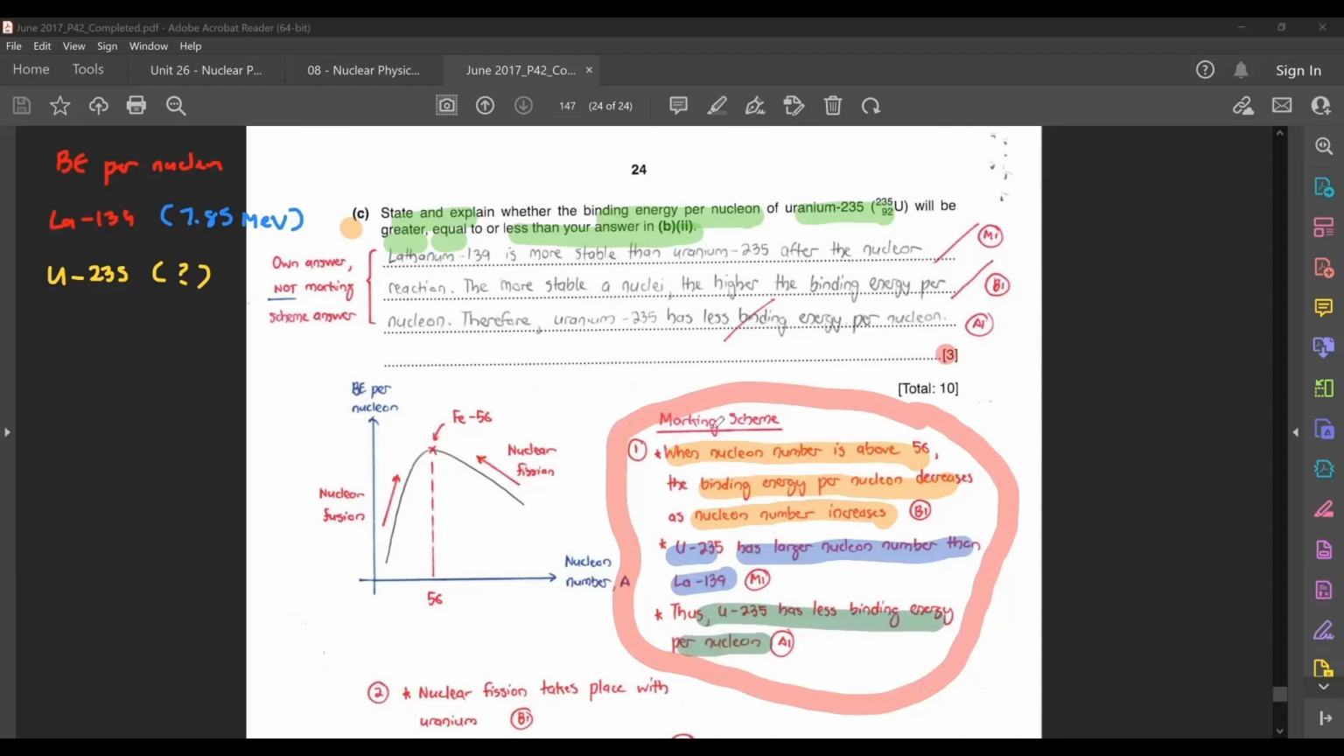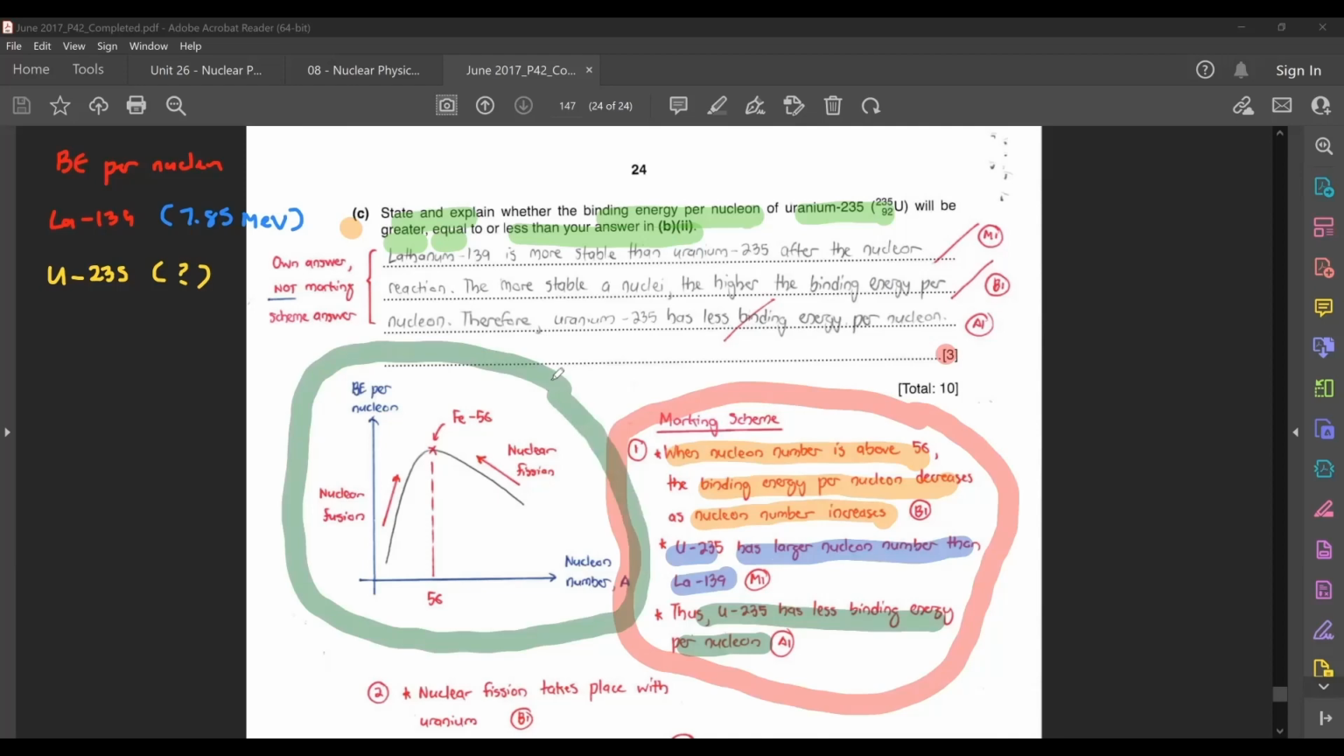If you just read it as it is, it kind of doesn't really make sense. You have to relate this answer to your binding energy curve. Only then would your answer here make sense. I asked you to remember the binding energy curve shape, right? And the value that corresponds to the peak. So the general shape was like this, and you have 56 right over here for the peak. So your nucleon number is 56. Above 56, obviously your nucleon number would increase.